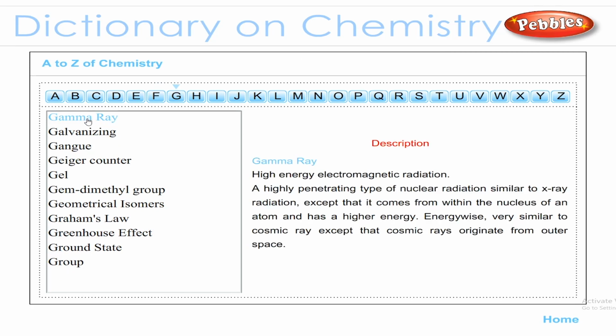Gamma ray. High energy electromagnetic radiation, a highly penetrating type of nuclear radiation similar to X-ray radiation except that it comes from within the nucleus of an atom and has a higher energy. Energy-wise, very similar to cosmic ray except that cosmic rays originate from outer space.